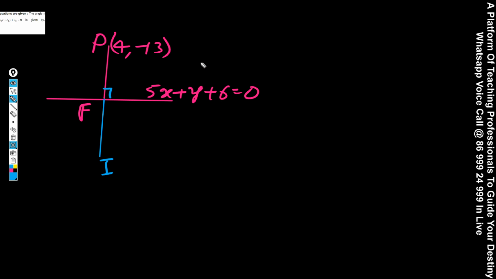I am writing the perpendicular line now. The perpendicular line to this is, interchange the coefficients and change the sign in between. That is x minus 5y. This is a perpendicular line. Substitute the point now: 4 plus 65 minus 69 is equal to 0. Solve it please to get the foot.